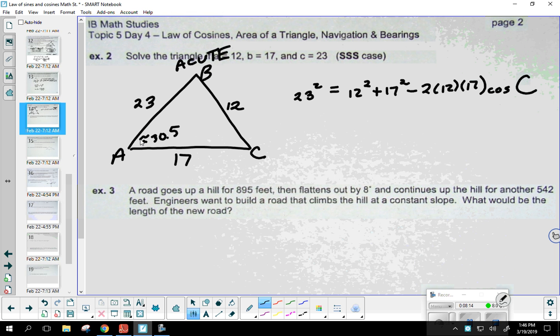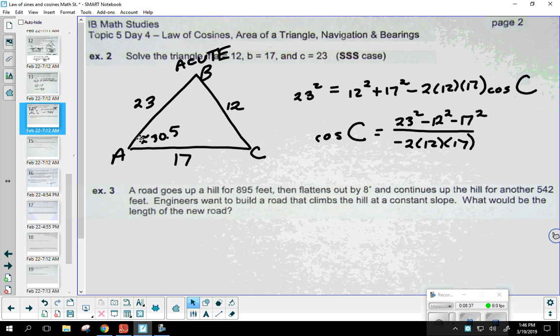Okay. And now I'm just going to solve the equation for cosine of C. So I'm going to subtract the individual terms, divide through. So cosine of C is equal to, up top, 23 squared minus 12 squared minus 17 squared, all over the product coefficient, negative 2 times 12 times 17. And then I can just put the whole thing in while I take the inverse. All right.